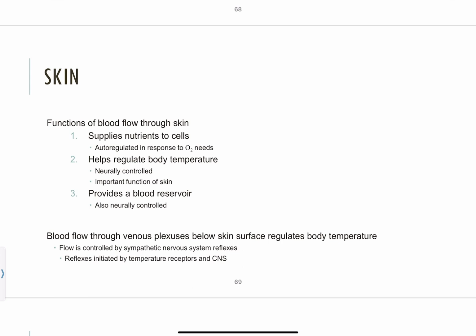So when it's really hot outside, our hypothalamus can lower the sympathetic tone, which is going to cause our blood vessels to dilate so that the heat can actually leave the body.